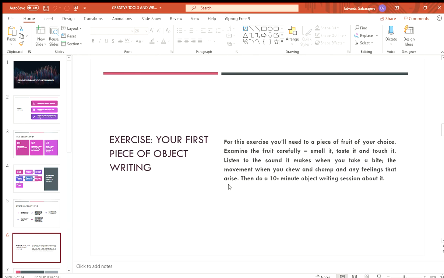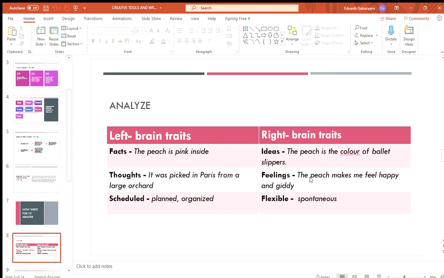Okay, so you had this first exercise. Hope you did it. When you're done, we have some ideas here of what we can look for in our writing. And this is pretty interesting. One thing is that you just write, but then you can work further and analyze what you have written. Here we have some ideas that we could use for that. Basically, you can analyze your work from two perspectives. Either you have more left brain traits or you have more right brain traits.